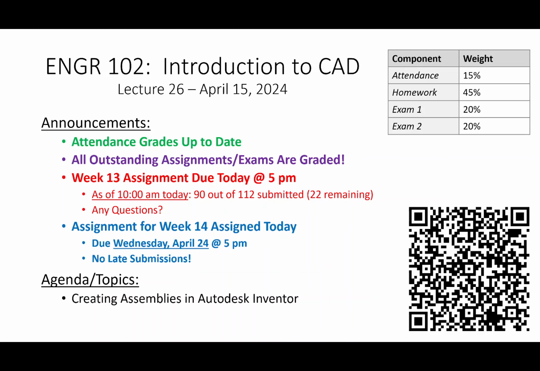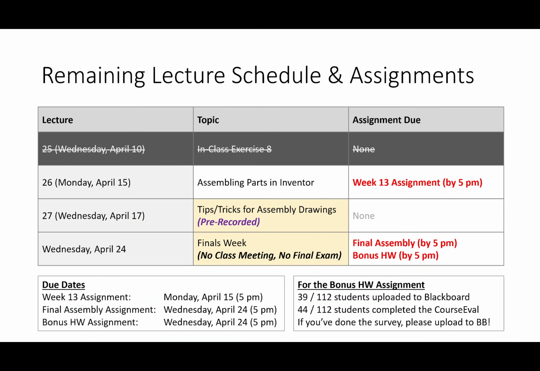Assignment for week 14, this is the final assembly. Normally I assign those on Wednesday, but since we're pretty much covering everything today, I went ahead and assigned it today. It is going to be due next Wednesday by 5 p.m. on Blackboard. I'm not going to accept any late submissions because that's finals week, and at some point I have to grade them and get the grades in. So that's it for deadlines. Everybody good on that?